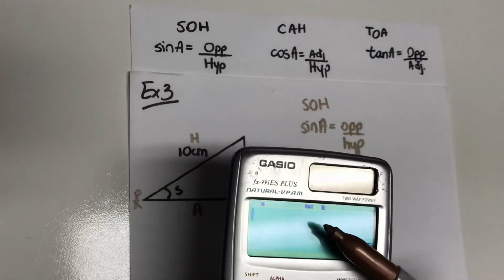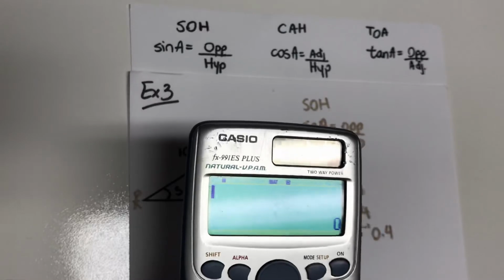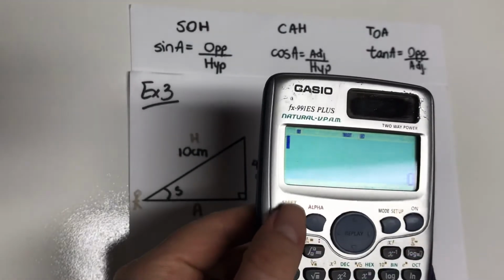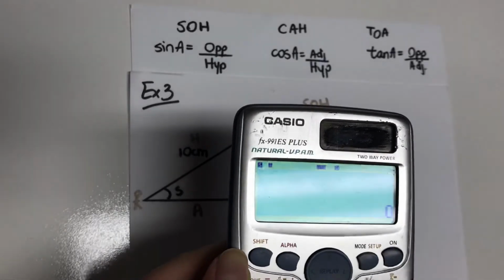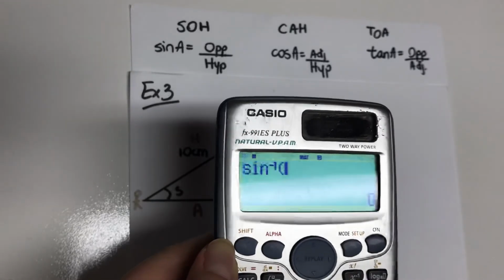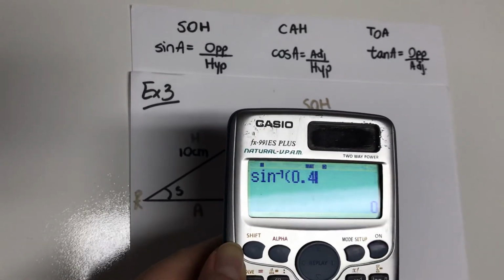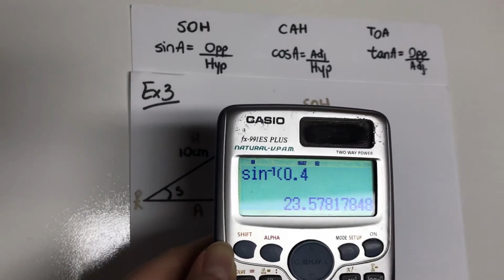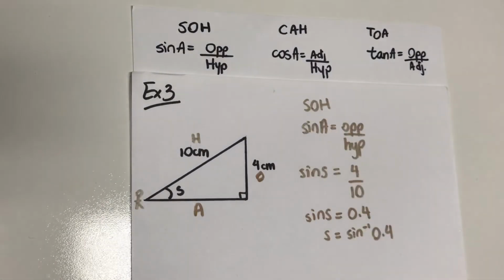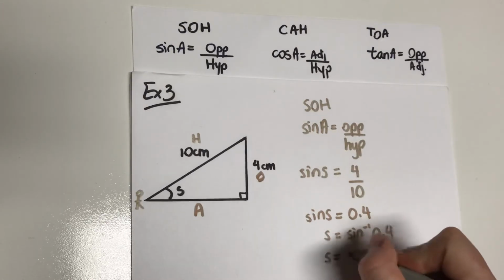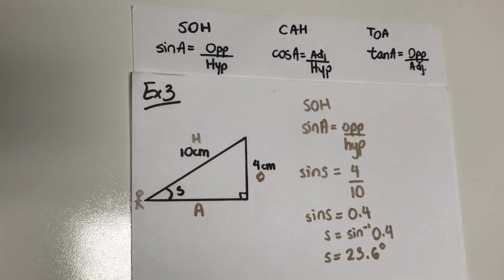Again, I'm making sure that my calculator is in degree mode. If it's not, you're going to have to change the mode. And I'm going to write, so in this calculator, it uses the shift button. Some calculators are going to use the second function or second F button. And then I'm going to hit sine. So it'll give me this, sine negative 1, 0.4. And that gives me, I'm going to round to 1 decimal, 23.6 degrees. So I'm going to say s equals 23.6 degrees. My unit is degrees. And that's it.